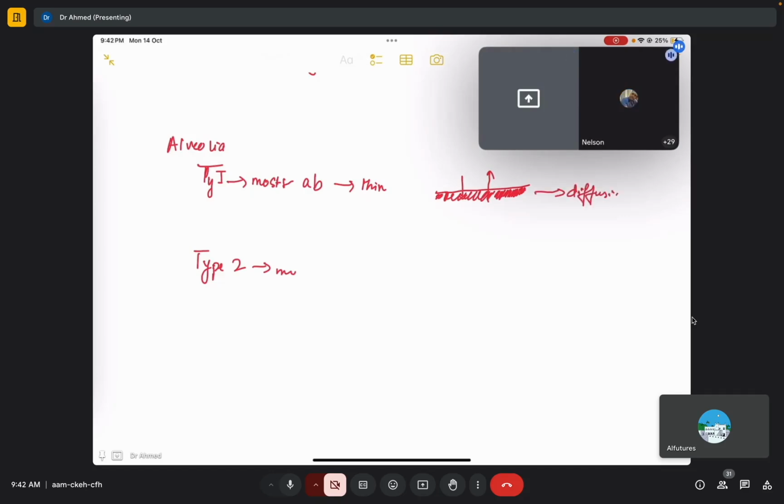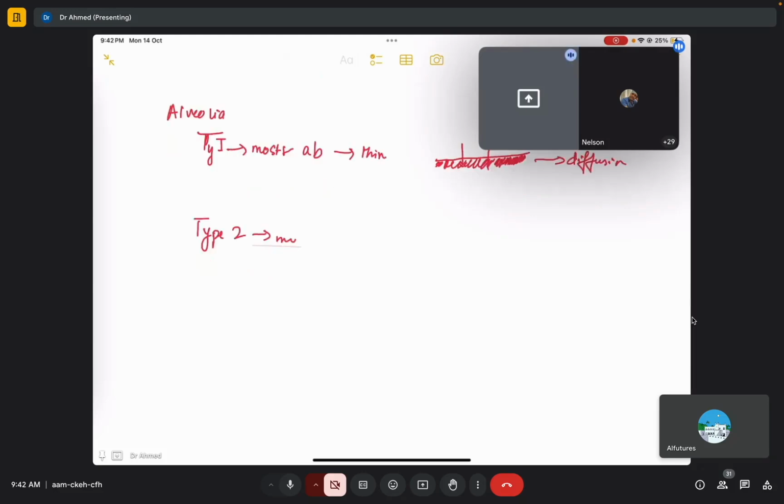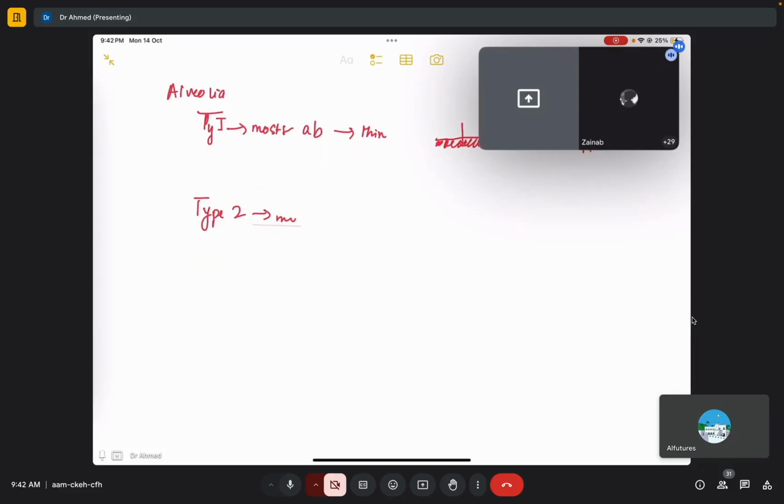Can you guys tell me what's the significance of type 2 pneumocyte? Surfactant production. It also creates type 1 and type 2 cells, and there is regeneration. So it's going to produce surfactants. Can you tell me what surfactants are basically? It's an emulsifying substance, a lipopolysaccharide. Okay, so it's a lipopolysaccharide.